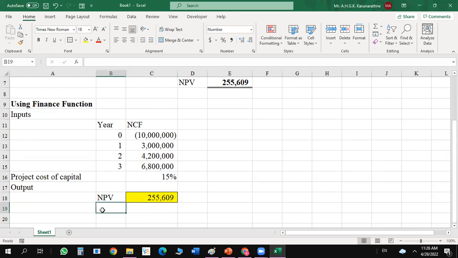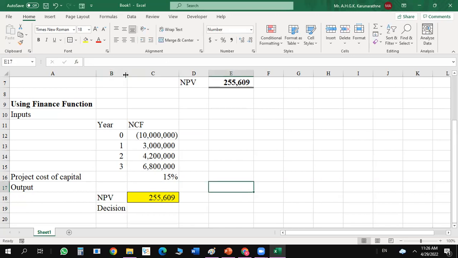And if you want to get the decision based on the decision criteria, the project is accepted if the NPV is 0 or positive. But why do you accept the project when the NPV is 0? Because the project has yielded this return.